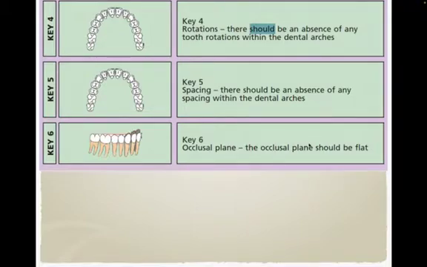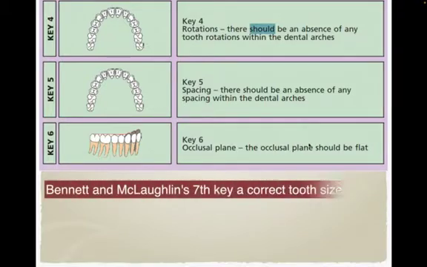So Andrews came up with these 6 keys to normal occlusion, and he said whenever you treat a patient, you should be aiming to treat to these 6 keys of normal occlusion. Then Bennett and McLaughlin, who came up with the MBT system, came up with something we call the 7th key to normal occlusion, which is the correct tooth size. If you have big incisors or big teeth in the maxilla compared to smaller teeth in the mandible, you will never have a fit between the upper and lower teeth.